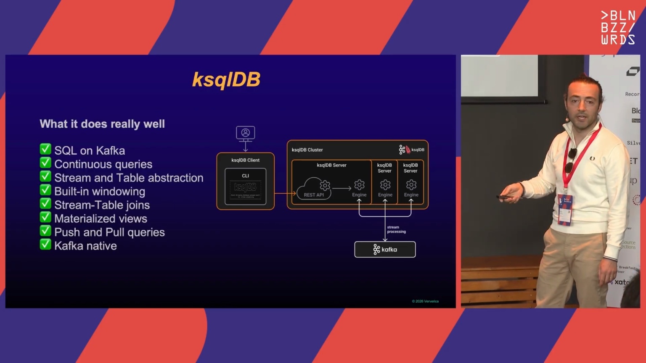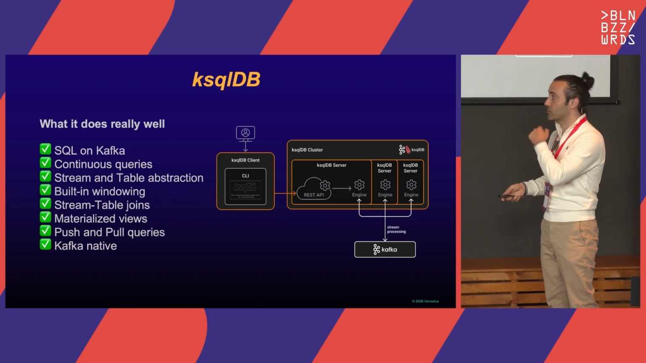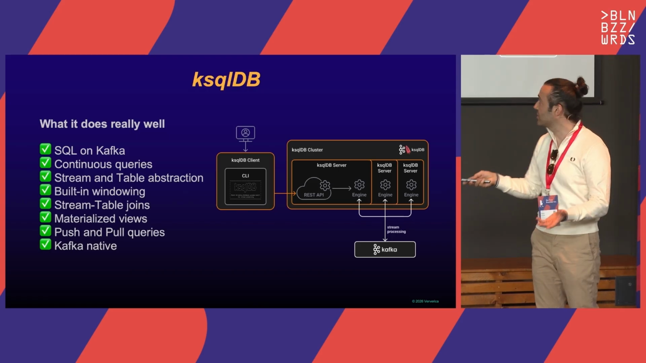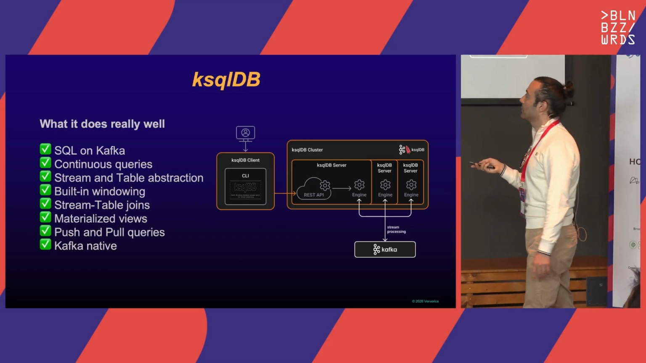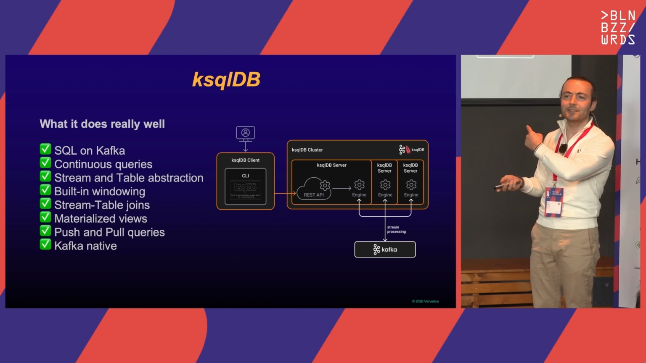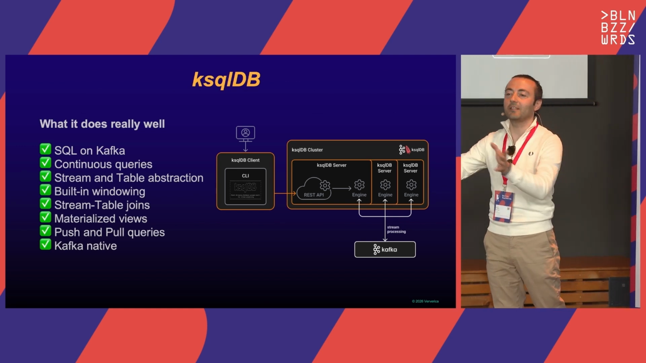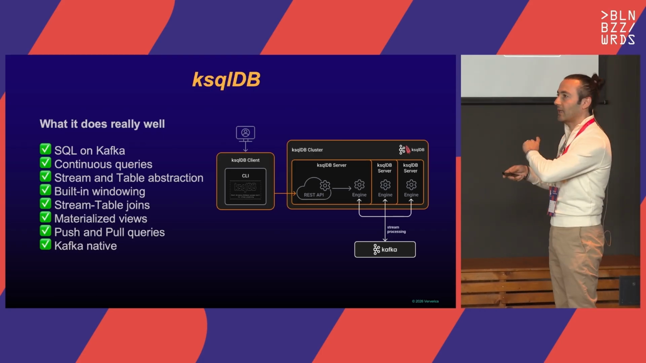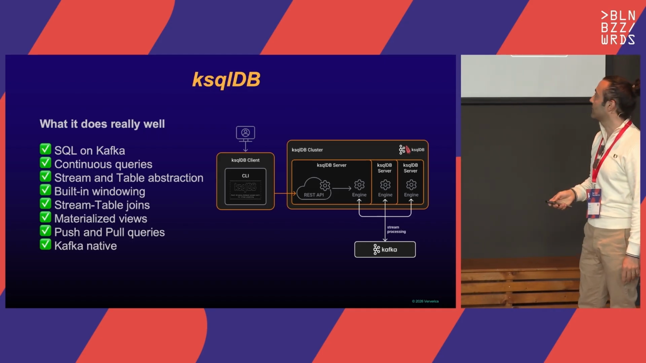You are now running your processing in SQL. Of course, it's a continuous query. You have your streams as your processing applications, and tables are basically your Kafka topics. You have windowing options, stream-to-table joins, materialized views. This is a first, let's say, try at going towards a streaming database. When I talk about streaming databases, it will make a bit more sense. You have push and pull queries, and of course it's Kafka native.